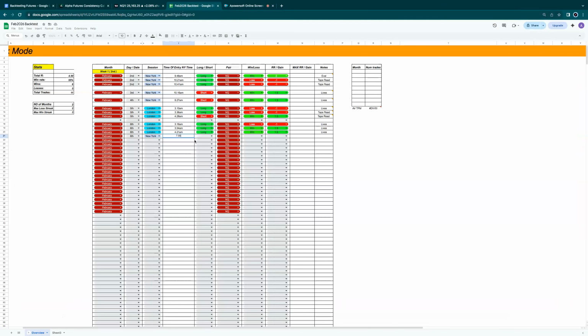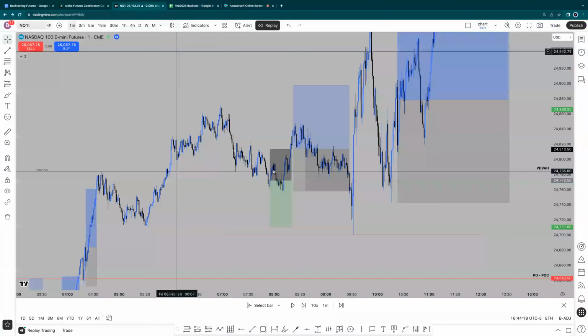Yep, 7:55 a.m. New York session. We took a short. It was a loss, and it was -1. We took a long actually, didn't we? And it was a loss, and it was -1. And we took a long, and it was a win, and it was plus 1.5. So we need to note down the time on that.